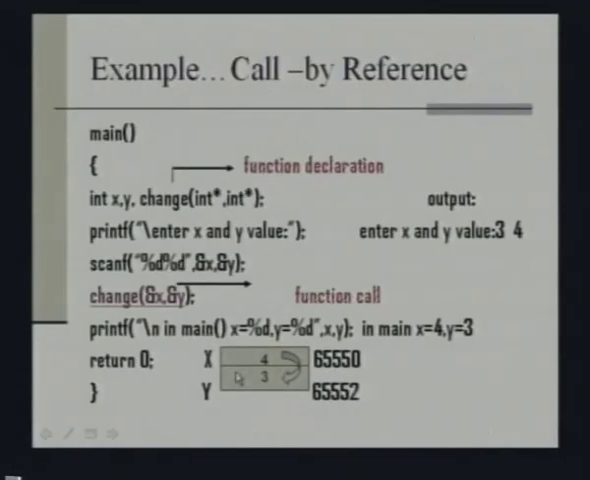Whatever change is made over there remains over there. It does not have any effect on the main actual arguments. So next we move over to the call by reference program. The same program I am going to execute, but with call by reference.